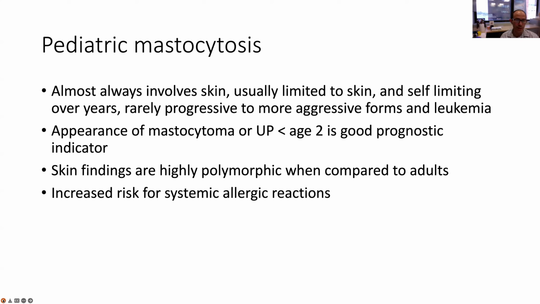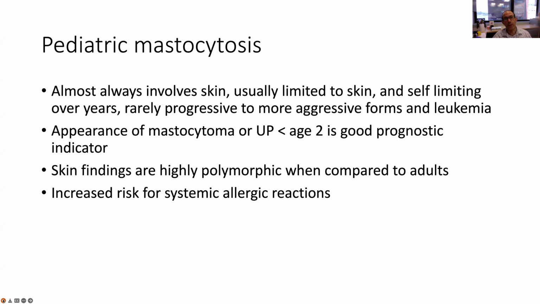When those cutaneous symptoms are found, if the child is less than 2, that's actually a good prognostic indicator that they will be growing out of it, that they're not likely to proceed to something more aggressive. But regardless, in general, if you have UP in a child or mastocytoma, it really tends to be just limited to the skin. Rarely does it become progressive to something more aggressive, and rarely does it progress into adulthood one way or the other, but it can be years. Those patients are, though, always at an increased relative risk for systemic allergic reactions, and so therefore they do need to be managed differently than the general population when it comes to perioperative considerations.